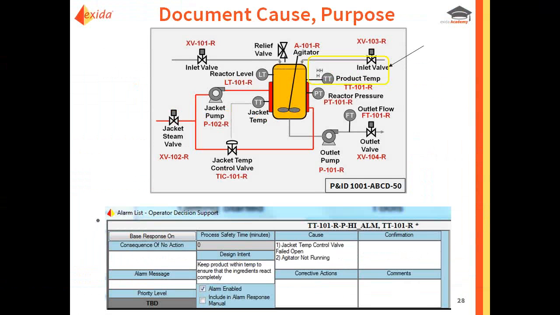So for our example problem, the root cause could be that the jacket temperature control valve has failed open and maybe the agitator is not running. So we need to understand the process and how all the equipment works together to come up with these potential scenarios. We also, in this case, document a design intent because that helps us understand what the purpose is of the alarm and to help us determine whether this is unique compared to other alarms and things like that. So in this case, we are dealing with a product quality issue. The goal of this high temperature alarm then is to prevent the temperature from getting to a point where the chemical reaction proceeds incorrectly and we end up with unsellable product.